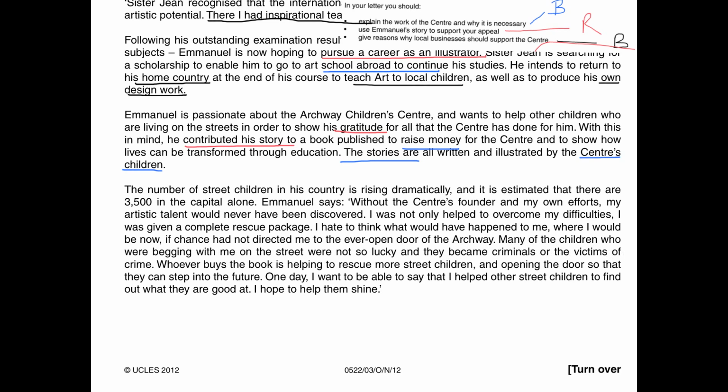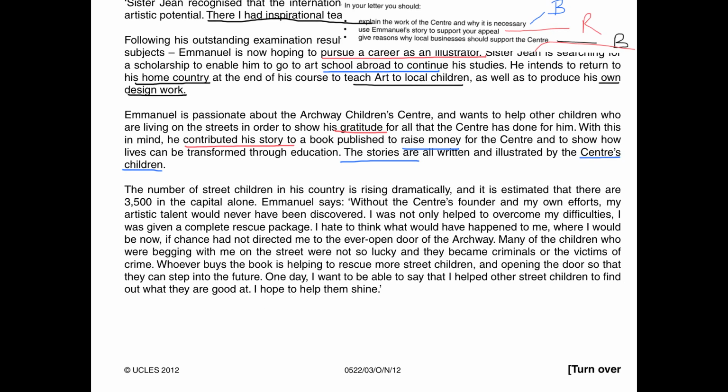Many of the children who were begging with me on the street were not so lucky, and they became criminals or the victims of crime. Whoever buys the book which is helping to rescue more street children and opening the door so that they can step into the future. One day, I want to be able to say that I helped other street children to find out what they're good at. I hope to help them shine.